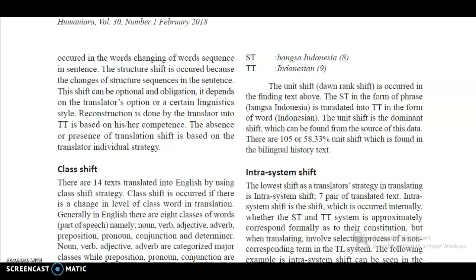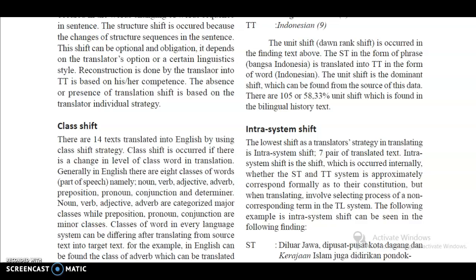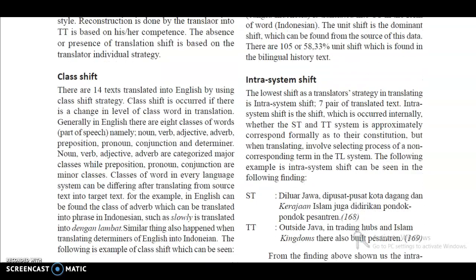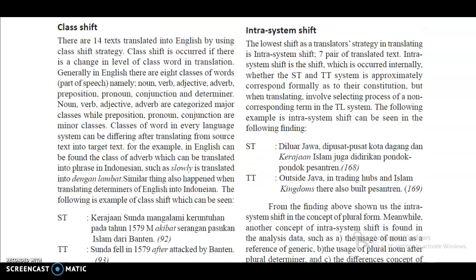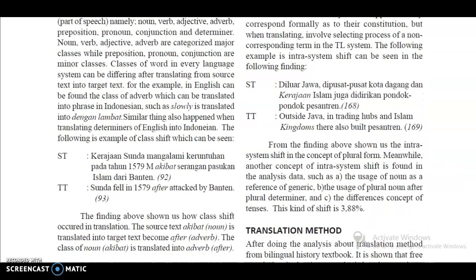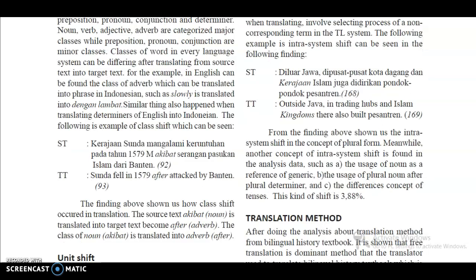The absence or presence of translation shift is based on the translator's individual strategy. So this is the example of structure shift. Now we continue to the next, class shift. We go directly. I hope you can read it later by yourself by downloading that. We continue to the example of class shift. We can see here the example source text.